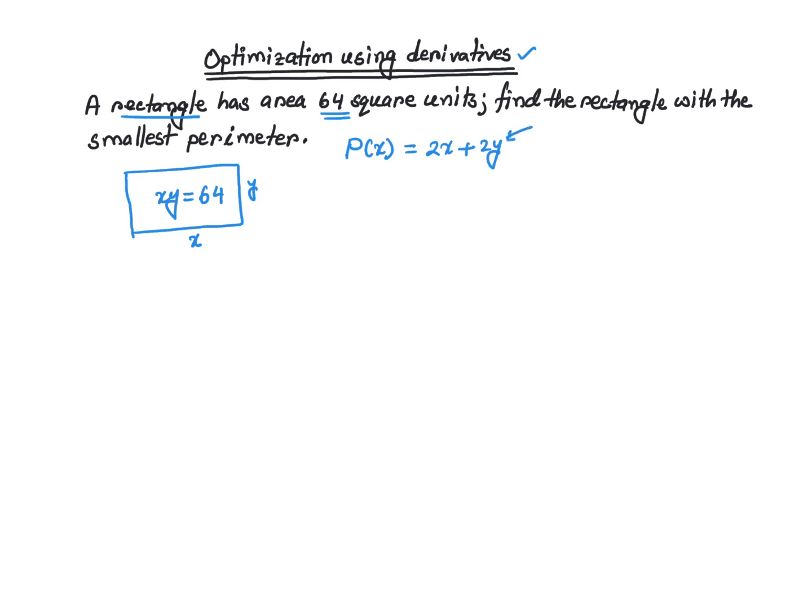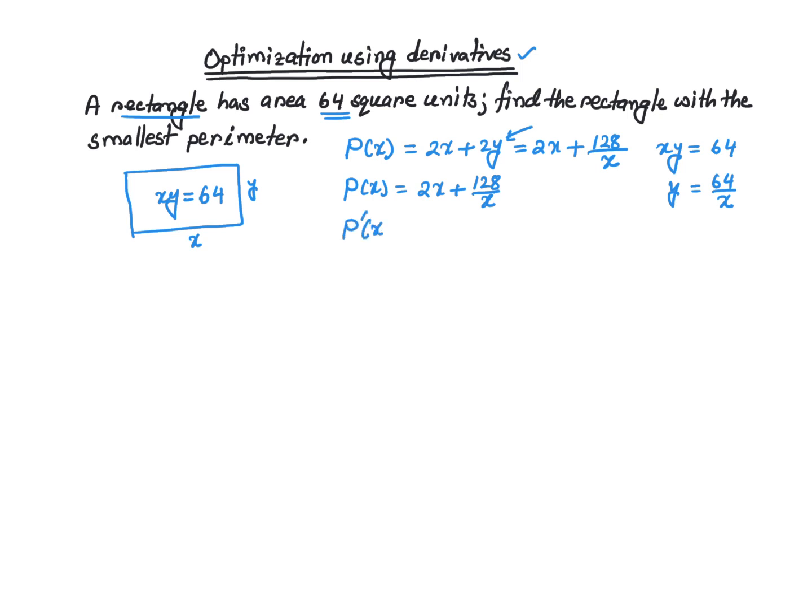But I want to express y as a function of x, and I know that xy is equal to 64. That's the area, so y must be equal to 64 over x. So that I could rewrite as 2x plus 2 times 64 over x, which is 128 over x. So my p of x is going to be 2x plus 128 over x. Now, since we are trying to optimize, in this particular case minimize, we are going to take the derivative of it and set it equal to 0.